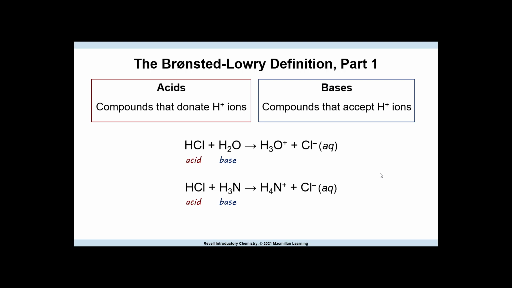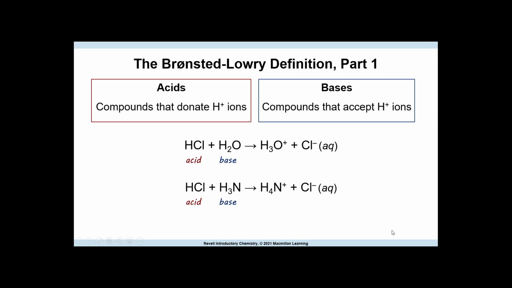A broader description of acids and bases is the Bronsted-Lowry definition. According to this definition, acids are compounds that donate a proton ion, while bases are compounds that accept that proton ion. So think of throwing a ball. It goes from the pitcher to the catcher. The catcher is taking that ball, so that would be like a proton. That's considered a base. According to the Bronsted-Lowry definition, HCl is the acid in both of these reactions. It donates the proton to the base. Water and ammonia are the bases which receive the proton from the acid.